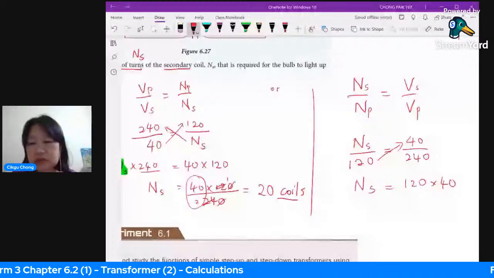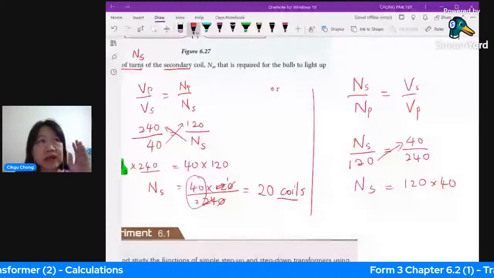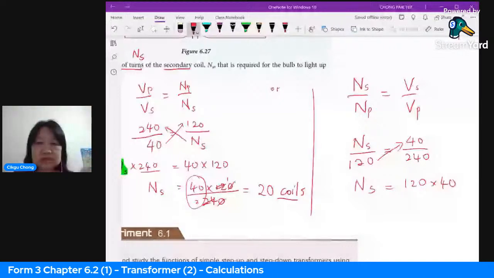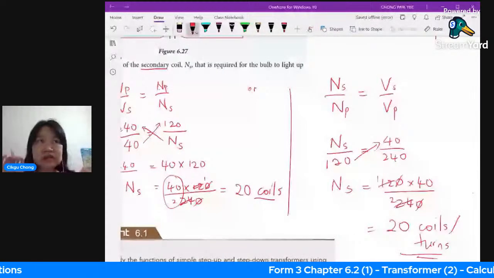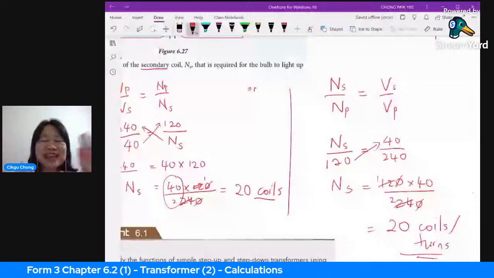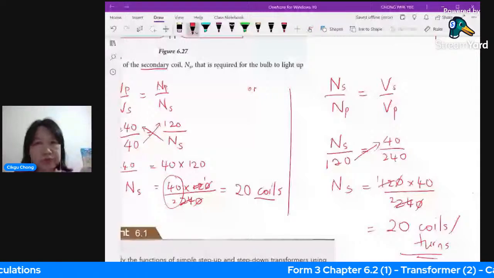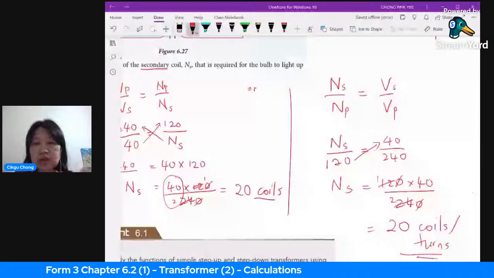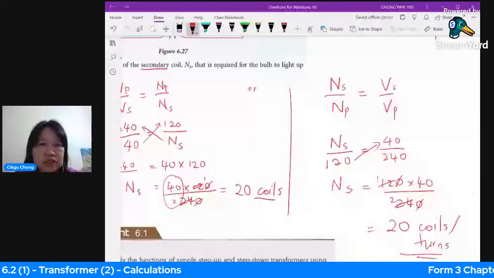Okay, oh my S must be up, my P must be down? Doesn't matter. But as long as on the left hand side S is up, your S also must be up on the right hand side. And N over N, V over V. Not N over V or V over N. So remember that is the basic one. Once you remember this, all the calculation of transformer you can do, provided you know where to put the information. Of course, if you put your 240, which is supposed to be VP, as VS, of course, you need to identify.